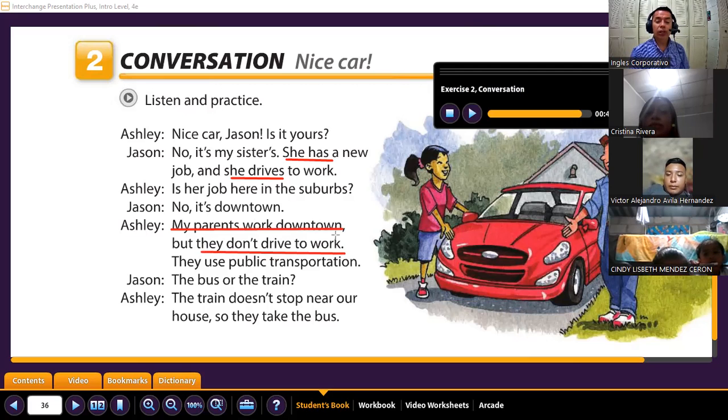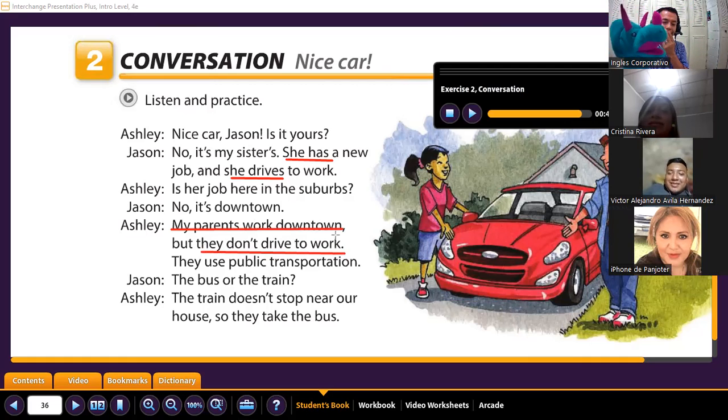Right? So is it affirmative or negative? What do you think? Dino, what do you think? Let me see. Yeah, it's negative. Okay, negative, right? Why do we use do not or don't drive to work, right?